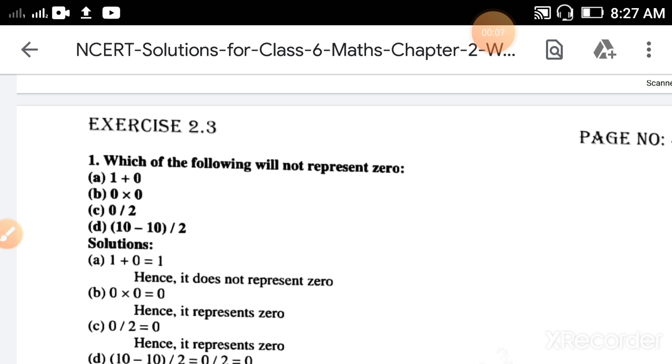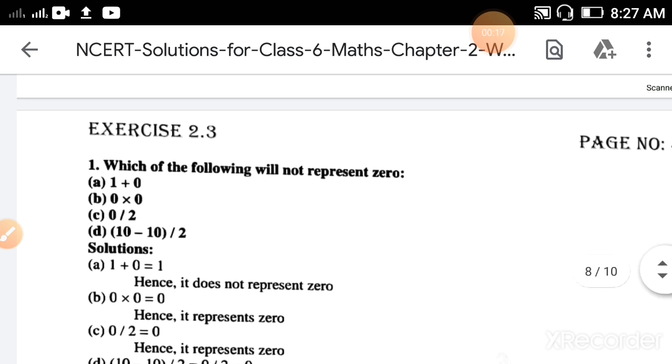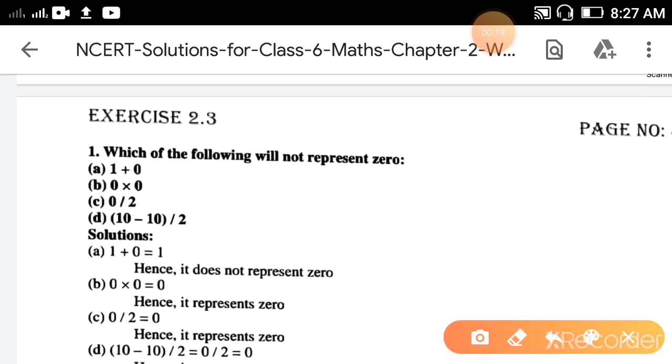So today in this video we are going to study exercise 2.3. In that, question number 1: which of the following will not represent 0? A, 1 plus 0 is equal to 1. So it does not represent 0. B, 0 into 0. So the answer is 0. Multiplication of 0 will give 0.